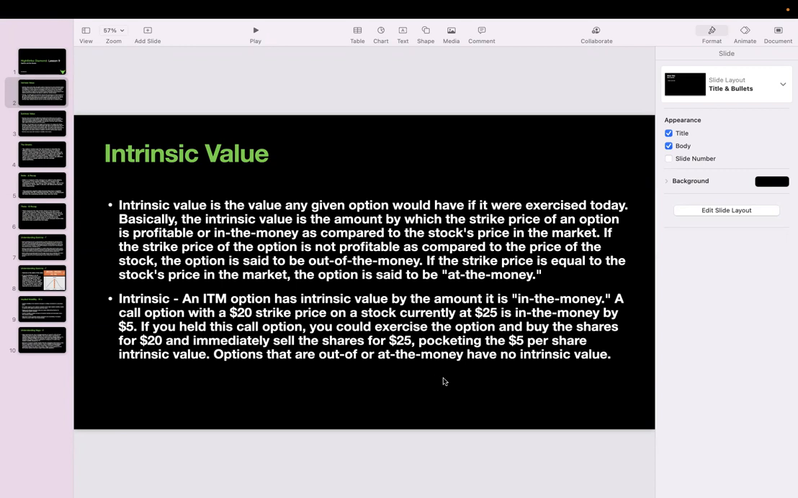Options that are out of the money or at the money have no intrinsic value, right? So, coming back to the right to buy gas, if I had a right to buy gas at $2 and the price of gas was $3, I could go ahead and buy 100 gallons of gas at $2, and then I could go sell that gas to someone else for $3 a gallon and profit $100 off of that, right? So that right to buy gas has intrinsic value. The intrinsic value is the value that if the option were executed right now, it has value because of that.